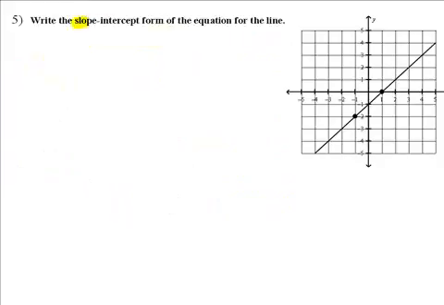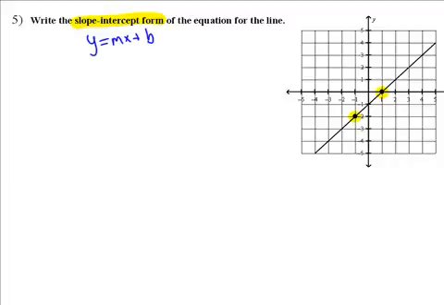5 wants us to write the slope-intercept form, which we should have down, y equals mx plus b, the equation of the line that's graphed. Notice they've kind of identified 2 points here for us. One of those points is the intercept. Where's the intercept? Actually, that's not the intercept. The intercept is the y-intercept. They haven't identified that at all.